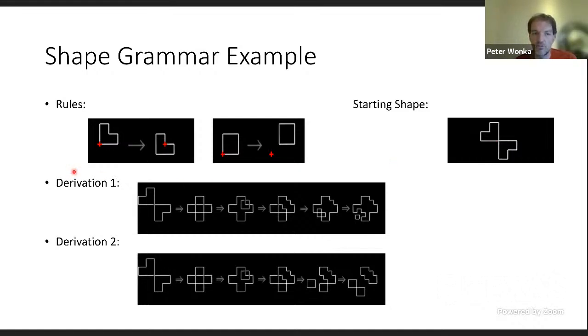Now we can discuss what type of rule matching we allow. Let's say we allow scaling, translation and rotation. Whenever we can match a scaled, rotated, or translated version of any of these left side shapes, for example the L shape or the rectangle, then we can apply the rule. So there are two possible derivations. From this starting shape, we take one of the L's and translate it, and you go from this shape to this shape. Now we can pick the second rule to select this rectangle in the middle and translate it up. So we get to here.